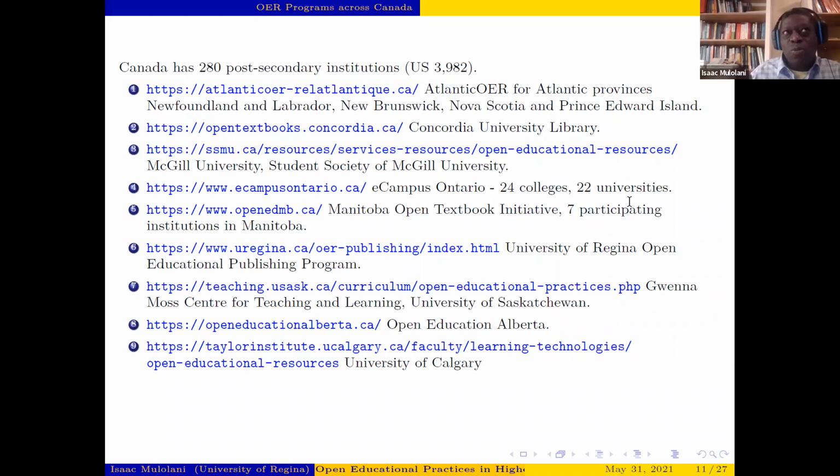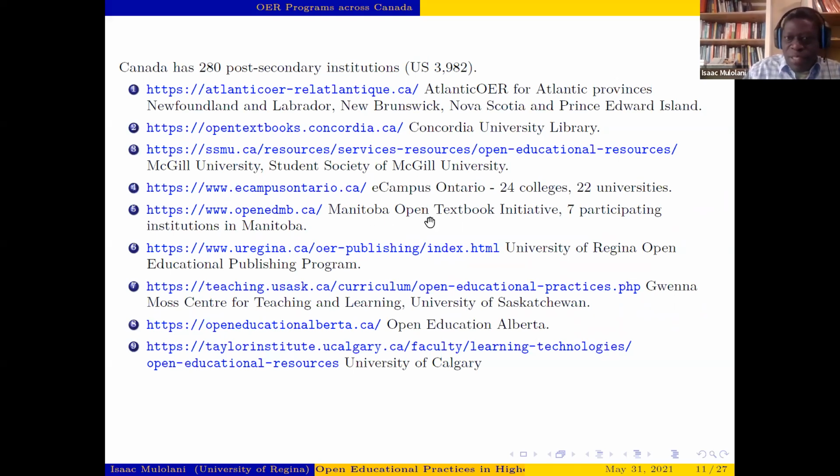And just this spring, the government of Ontario has funded, I think they gave $50 million to Ontario universities for the creation of virtual learning environments. And that includes open educational resource development. So there's a lot of work being done in Ontario just because of the sheer number of post-secondary institutions in that province.